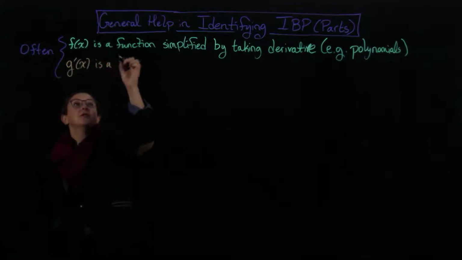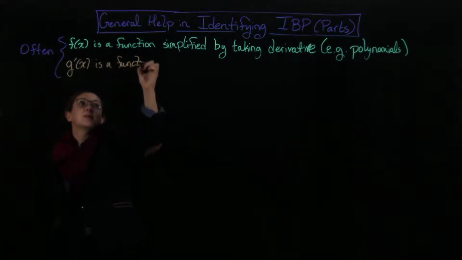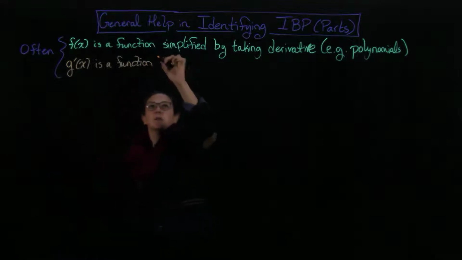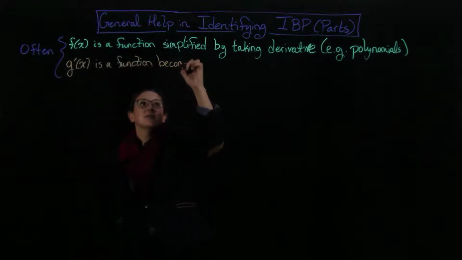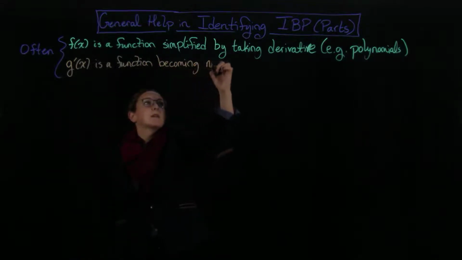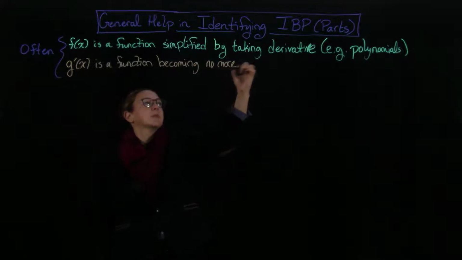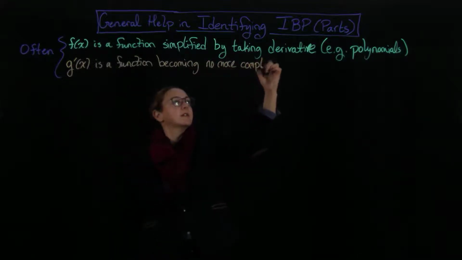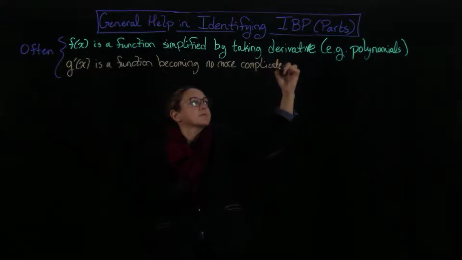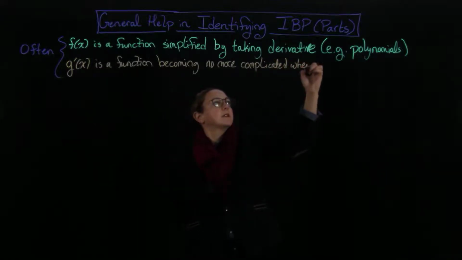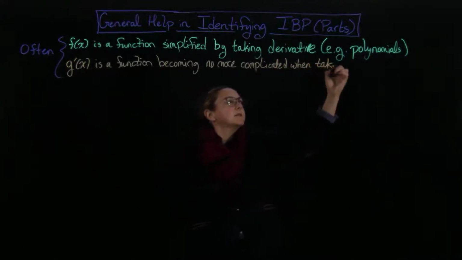Okay, and then g prime of x is a function that doesn't become any more complicated when you take the antiderivative.